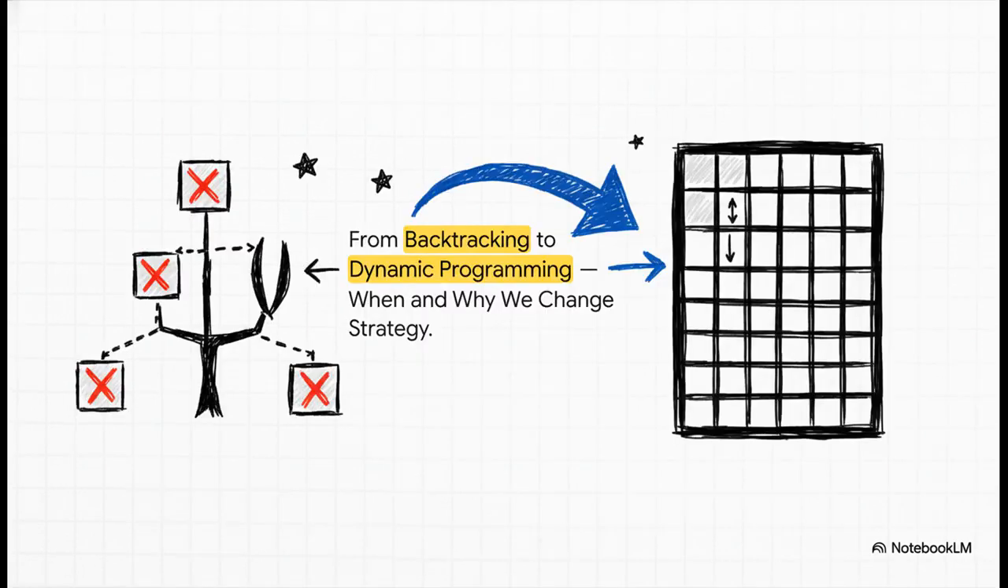But here's the thing, backtracking isn't a silver bullet. It's not the right tool for every job. What happens when your algorithm keeps solving the exact same subproblem over and over again? That sounds wasteful, doesn't it? Well, for that kind of problem, we need a different strategy. And that's what's next. We're going to talk about dynamic programming and when and why we make that strategic shift.